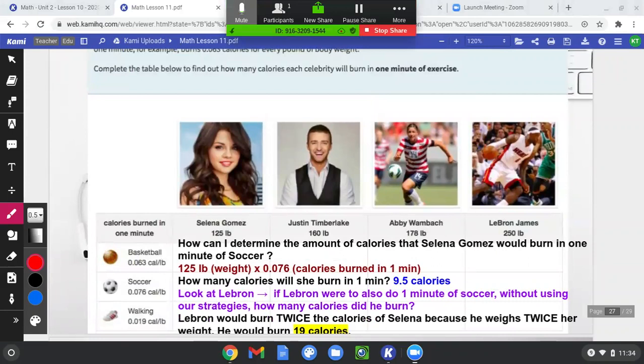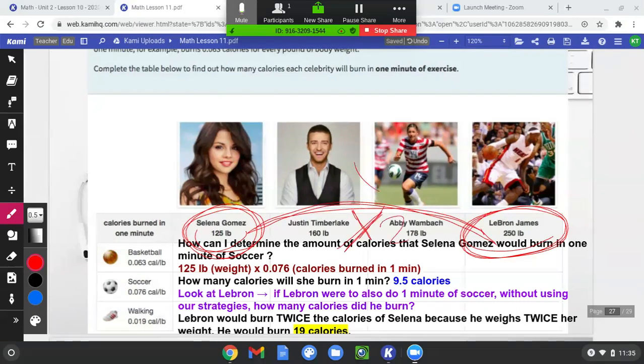So, the new question is asking without doing math, how can we solve for how much LeBron James burned playing 1 minute of soccer? So we know that Selena Gomez weighs 125 pounds. In 1 minute of soccer, she burned 9.5 calories. Without even doing math, I know that LeBron James, he would burn 19 calories. How do I know that? Well, let's look at this. Her weight is 125. LeBron James, his weight is 250. That is twice as much. You would multiply that by 2. So we would do the same with her calories. 1 minute playing, we would multiply that by 2 because he weighs twice as much. And that would be 19 calories.